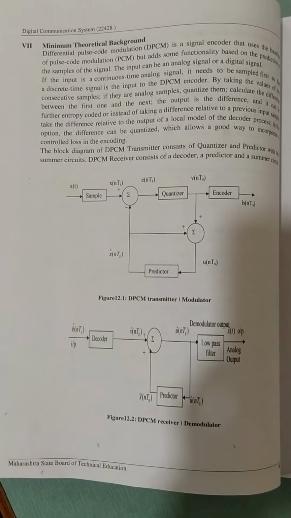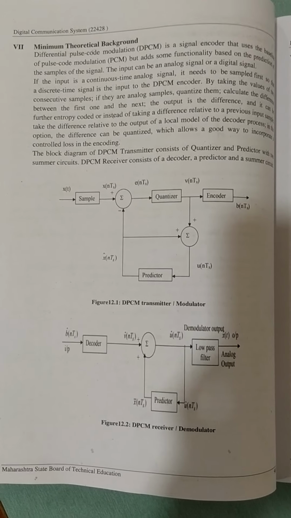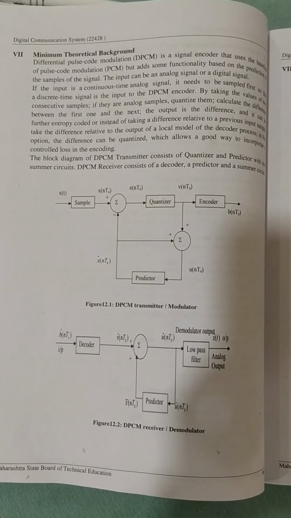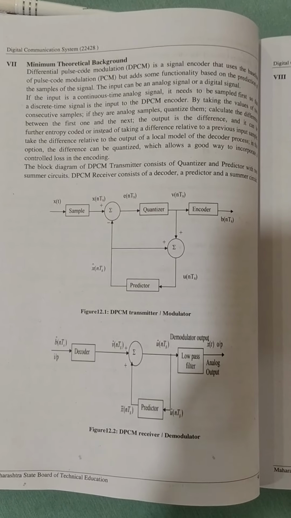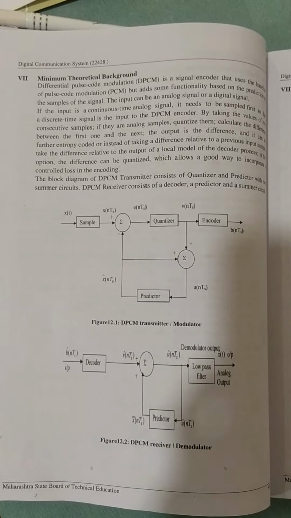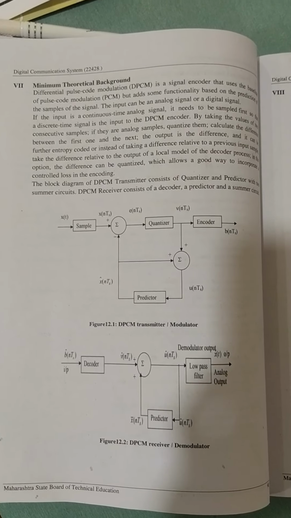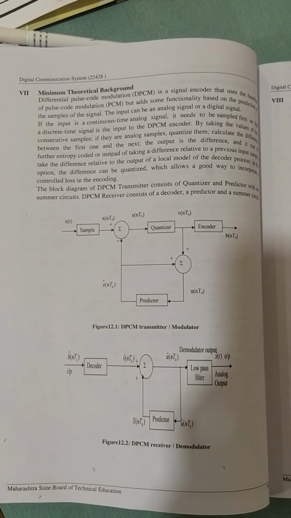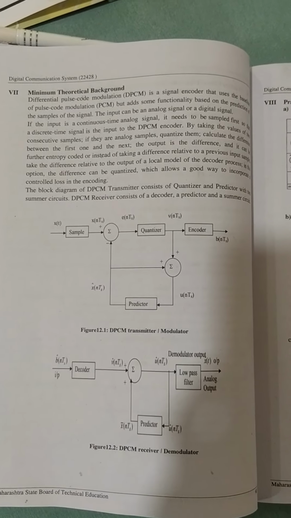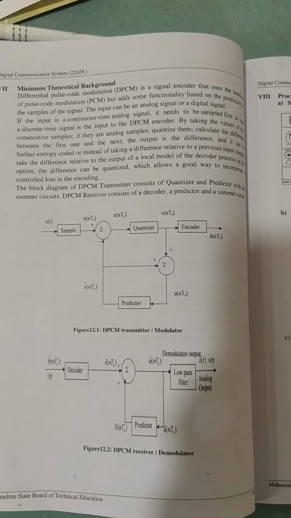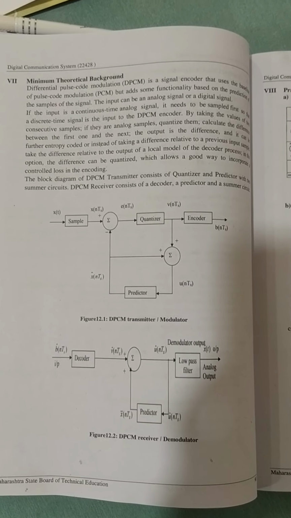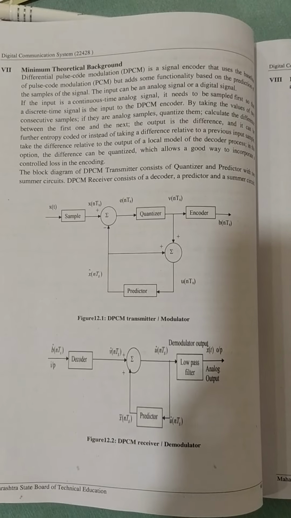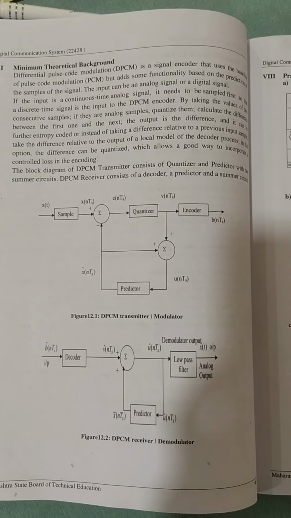The reverse process is used in the DPCM receiver. Here the received signal is in digital form, so we have to use a decoder to convert it into analog form, and this analog signal is compared with the predictor output, and the resultant signal is applied to a low pass filter. At the output of the low pass filter we get the original information signal, that is the continuous time analog signal.